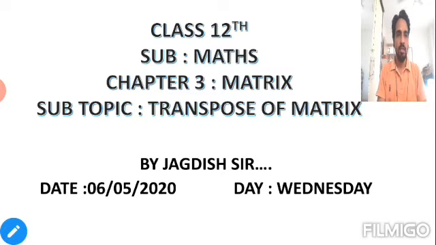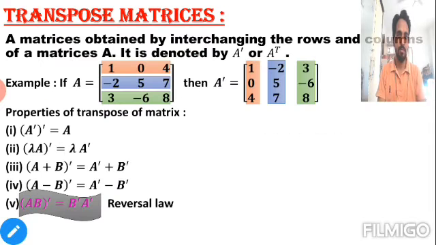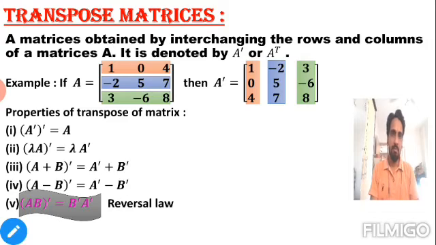So let's focus on what the transpose of a matrix is. The transpose of a matrix is a matrix which is obtained by interchanging the rows and columns of a given matrix, and it is denoted by A dash or A superscript T, meaning A transpose. What we actually do while taking the transpose is change the position of rows and columns.